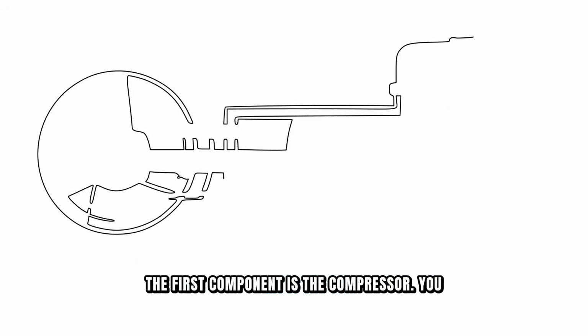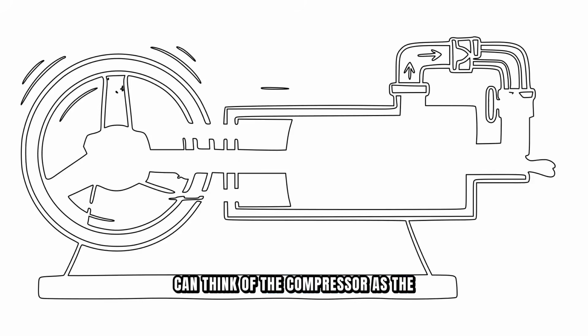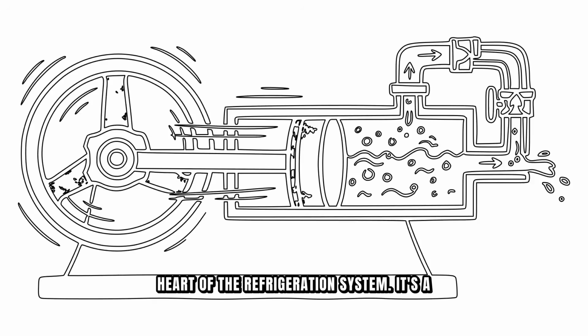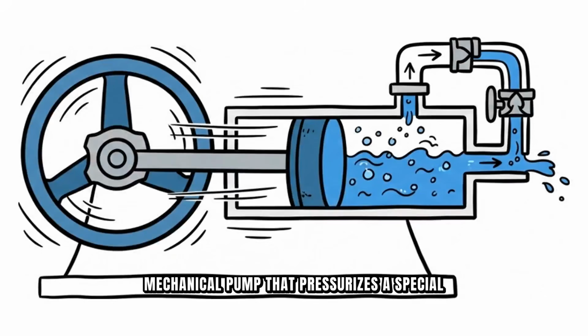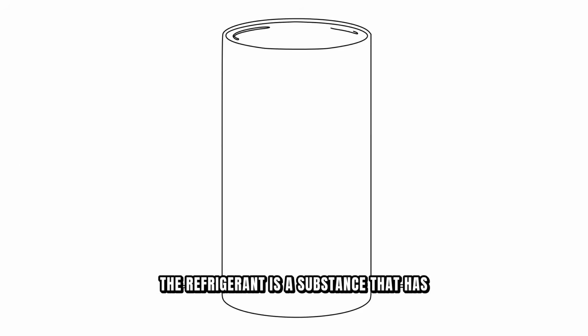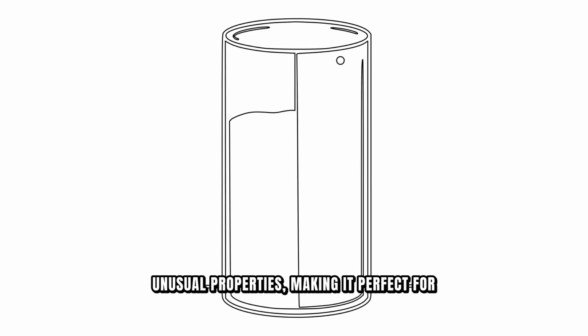The first component is the compressor. You can think of the compressor as the heart of the refrigeration system. It's a mechanical pump that pressurizes a special fluid called refrigerant. The refrigerant is a substance that has unusual properties, making it perfect for this job.